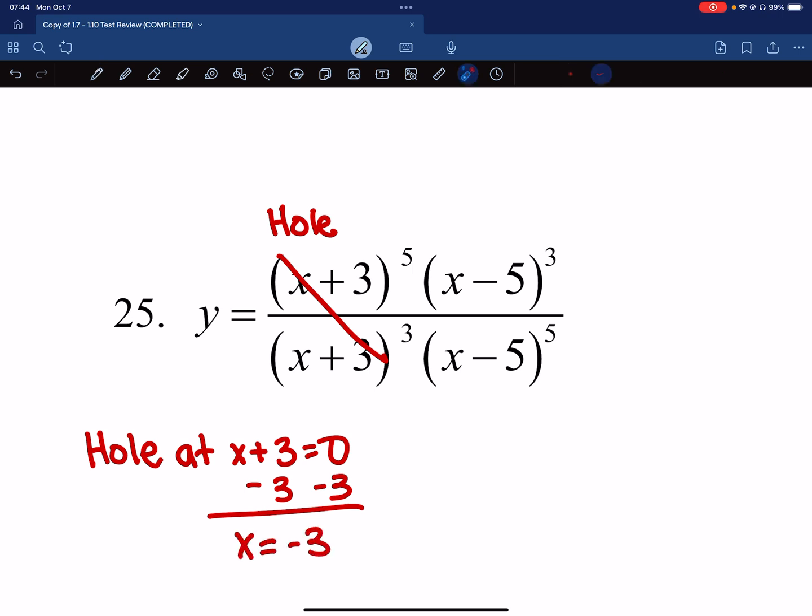When we look at the second one, notice now the multiplicity of 5 is on bottom with a multiplicity of 3 on top. Well, this time the multiplicity is bigger on bottom, which makes that a vertical asymptote.